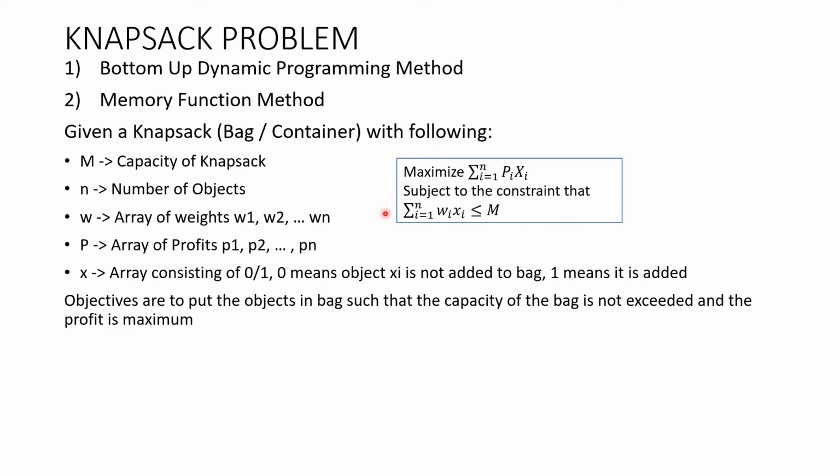That is the logic. This is the objective function. This particular thing is called the objective or the optimization function. Maximize the profit: the sum of pi times xi, where xi is the fraction of the ith object. There are small n objects. Subject to the constraint that when you multiply the weight of the object, it should not exceed the capacity of the bag. That's what this problem says. Now we have to solve this problem using the dynamic programming method. The memory function method is not there, but the dynamic programming method is there in your syllabus. So I'll just cover that.